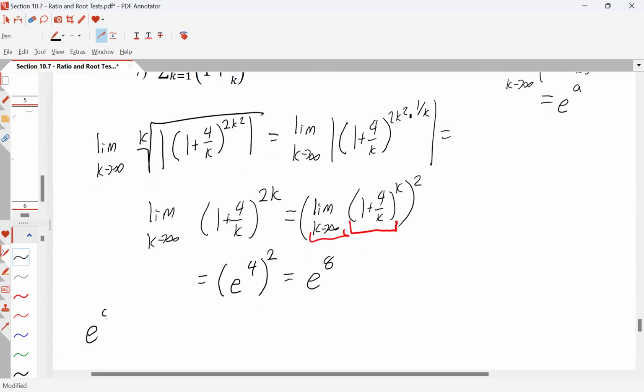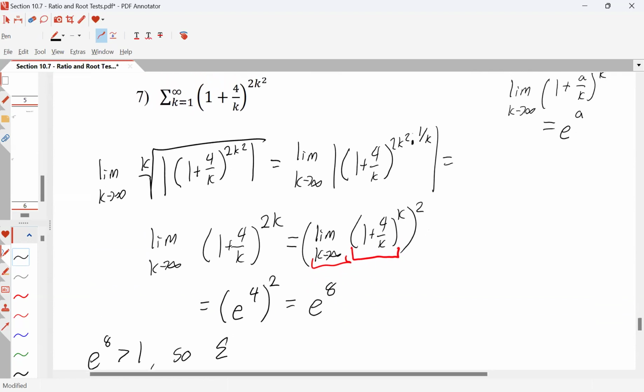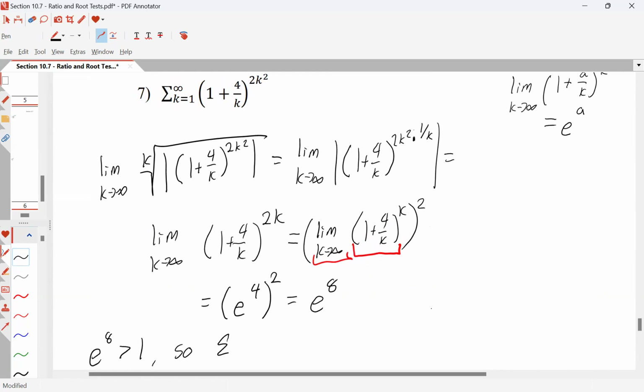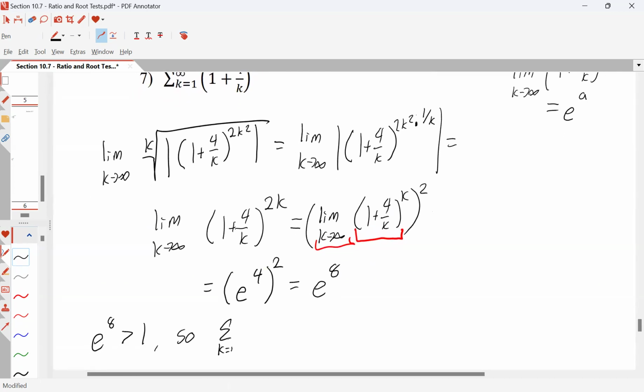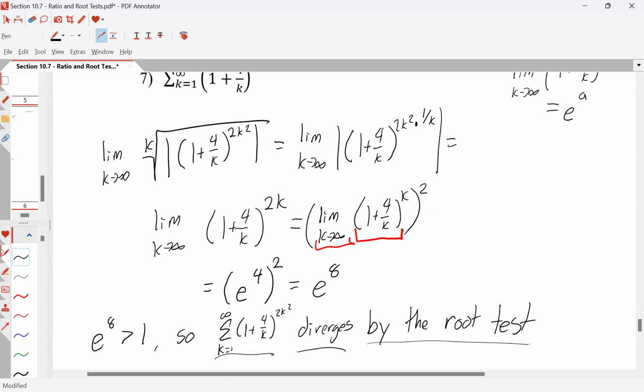And e to the 8th is bigger than 1. So the series that we're looking at, k equals 1 to infinity of 1 plus 4 over k to the 2k squared, diverges because the limit is bigger than 1 by the root test. Again, identifying those pieces of the sentence: we have the series converges or diverges by the test with our reasoning.